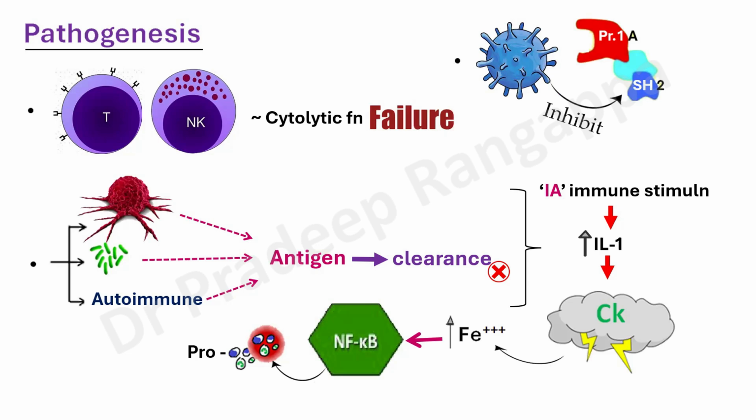So they specifically act by inhibiting certain proteins, like it inhibits the SH2 domain of the protein 1A. So each virus has certain different unique mechanisms. For Epstein-Barr, they have identified the SH2 domain of the protein 1A component, which leads to activation of MAS.